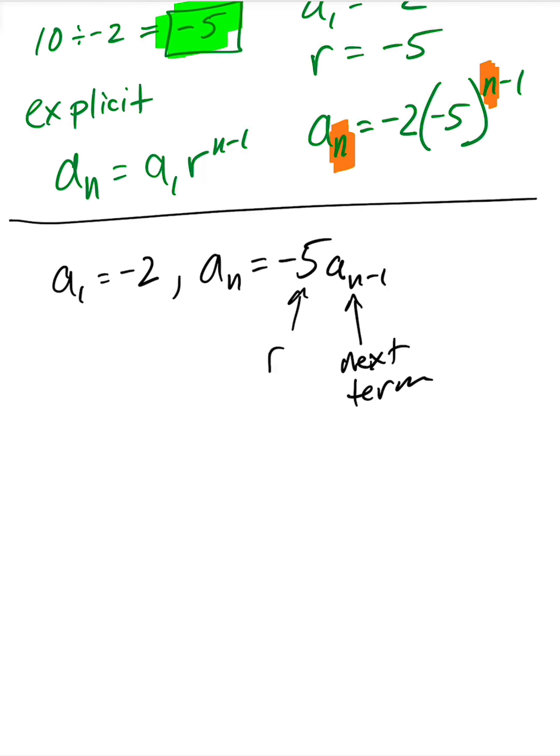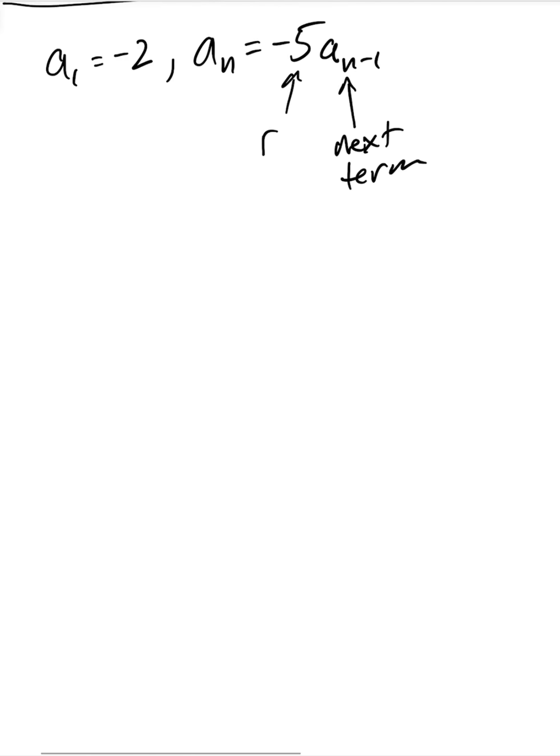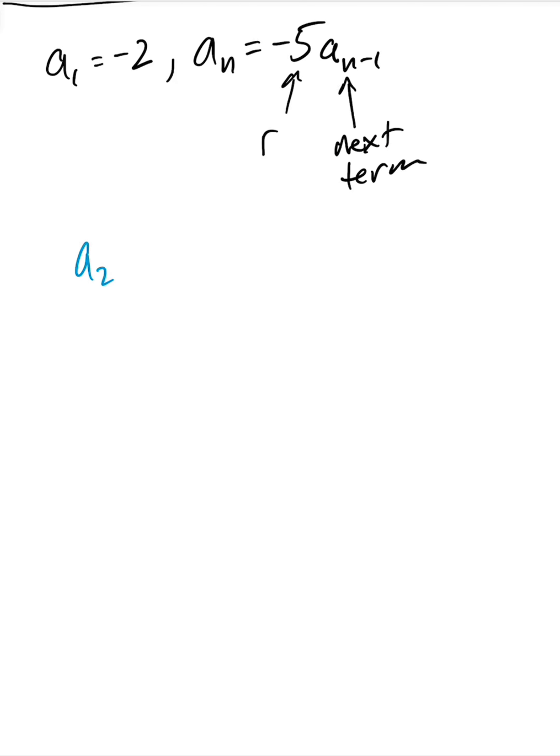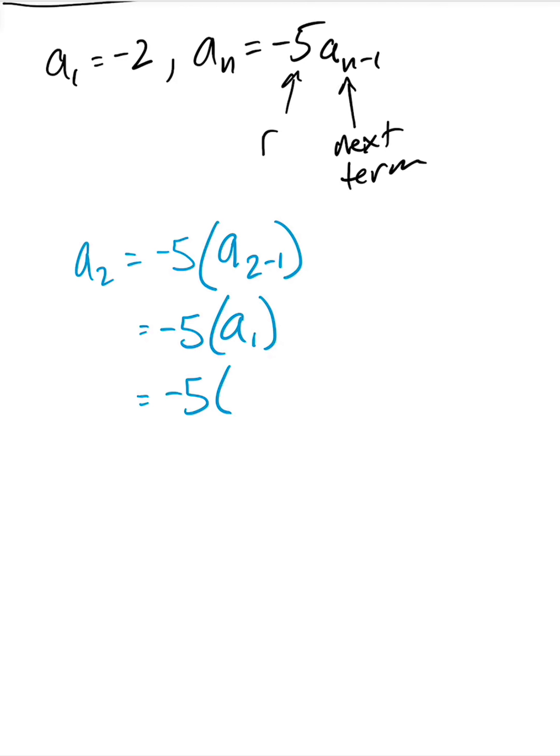Right? So let's just work this out so you can see how it plays out. So let's say I want to find my second term. So then my a_2 will be -5 times a_(2-1), right? So that'll be -5 times a_1. So the -5, and what's my a_1? It's -2. And the value of that is +10. So a_2 is +10.